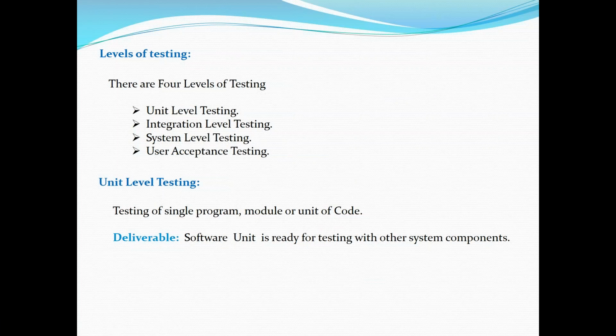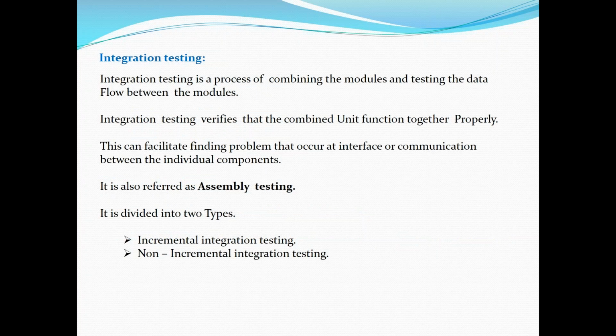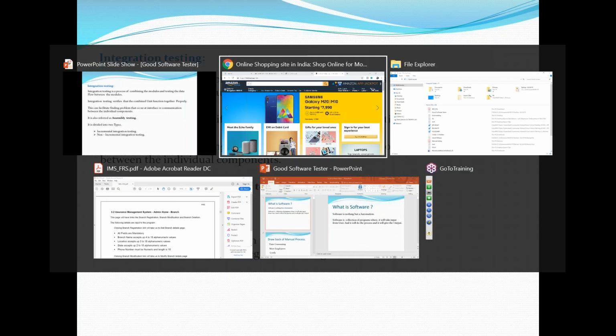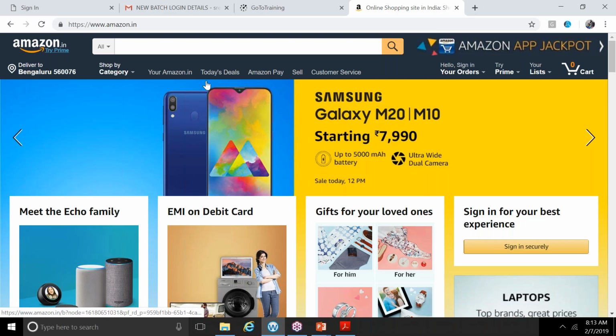Okay, clear, right? Coming to integration testing, this is also very, very important. Integration testing, the name itself says it. Integration testing is a process of combining the modules and testing the data flow between the modules. This is very, very important. Suppose I implemented Amazon.in, and someone else implemented Today's Deals. We need to check whether the two modules are integrated properly or not, that is, whether the data flow and communication between these two modules is working properly.